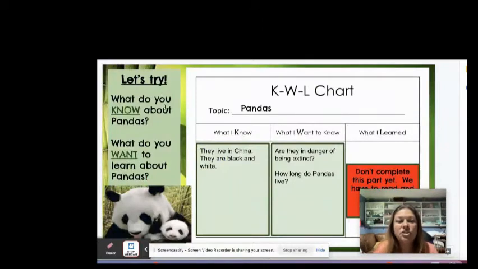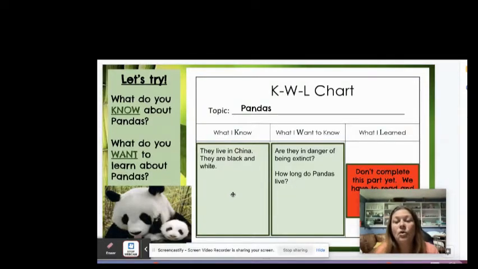So let's try. What do you know about pandas? And what do you want to learn about pandas? So I put my topic here, pandas. What do I already know before I even start with anything else? I know they live in China. I know some of them live in the US in zoos, but in the wild, they live in China. They are black and white. Can you think of anything else that you know?